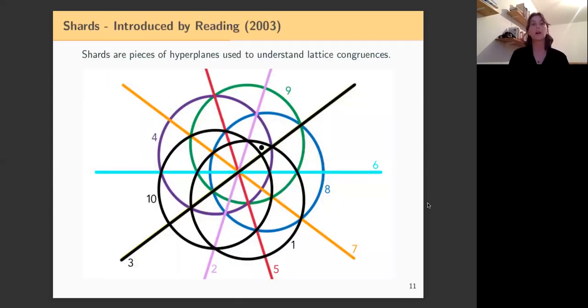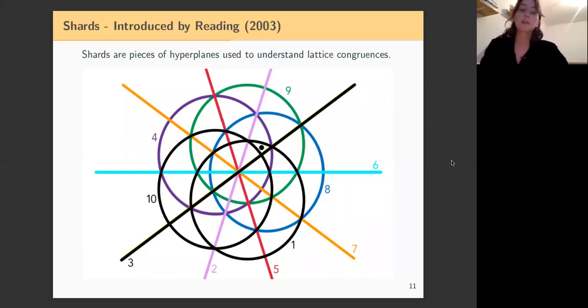So our starting point is going to be these pieces of hyperplanes called shards. This was introduced by Reading in 2003. So I'm going to walk us through how to get the shards of an arrangement. Here we see an arrangement of 10 hyperplanes. Actually, this is one of the arrangements from those infinite families. It's shown via stereographic projection, but you can see that it's coming from a pentagon and its lines of mirror symmetry. And I've already selected a base region right here that's marked with a dot.